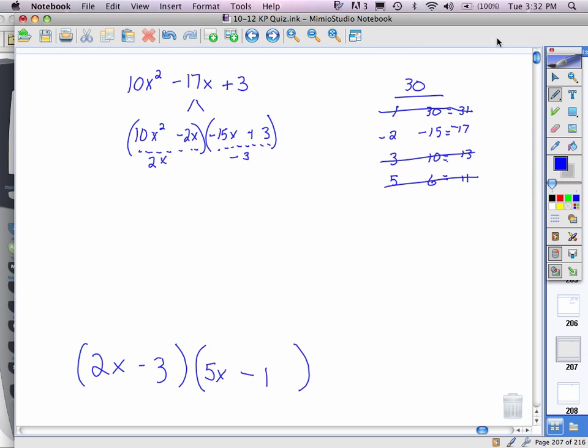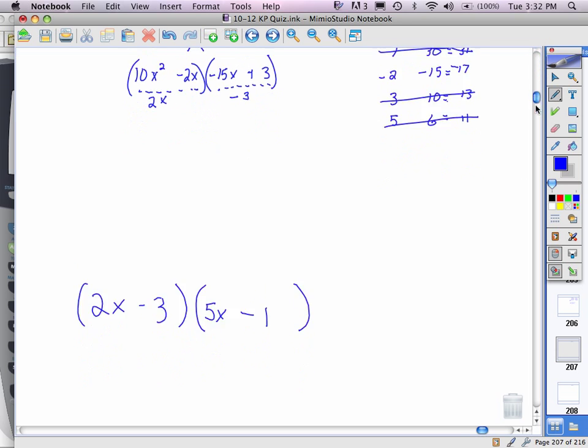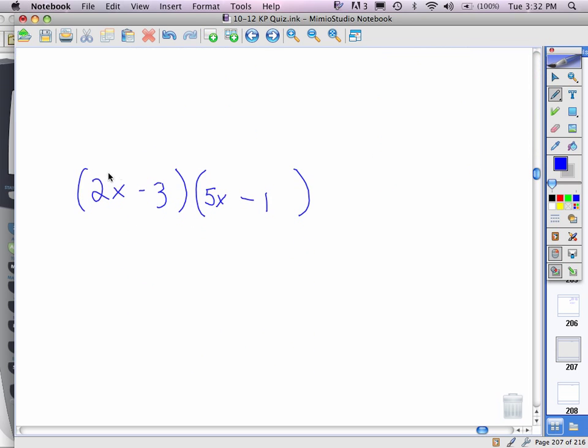So that's good. And if you wanted to double check your final answer, what you could do is, if I want to see if it's equal to 10x squared minus 17x plus 3, I'm going to take this problem and I'm going to say, okay, that's 10x squared.